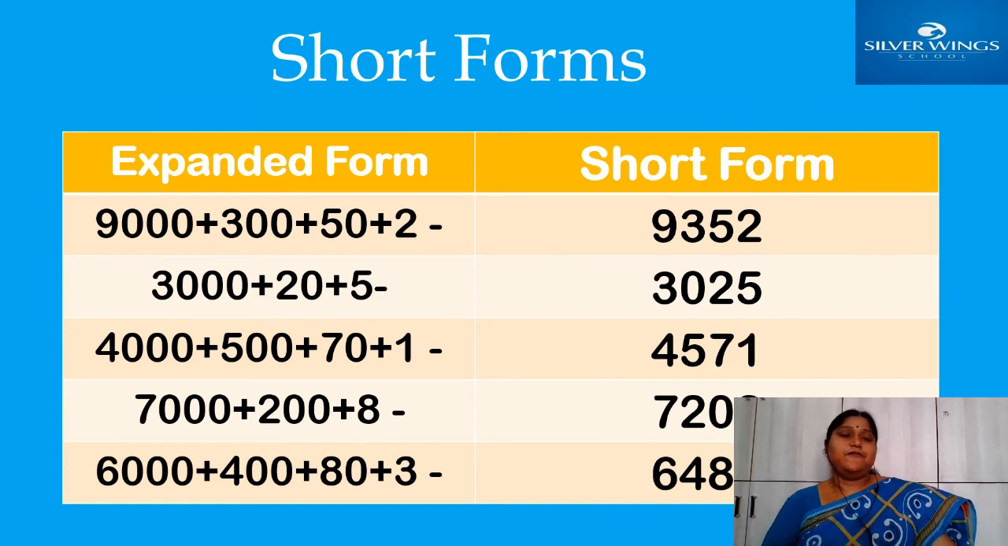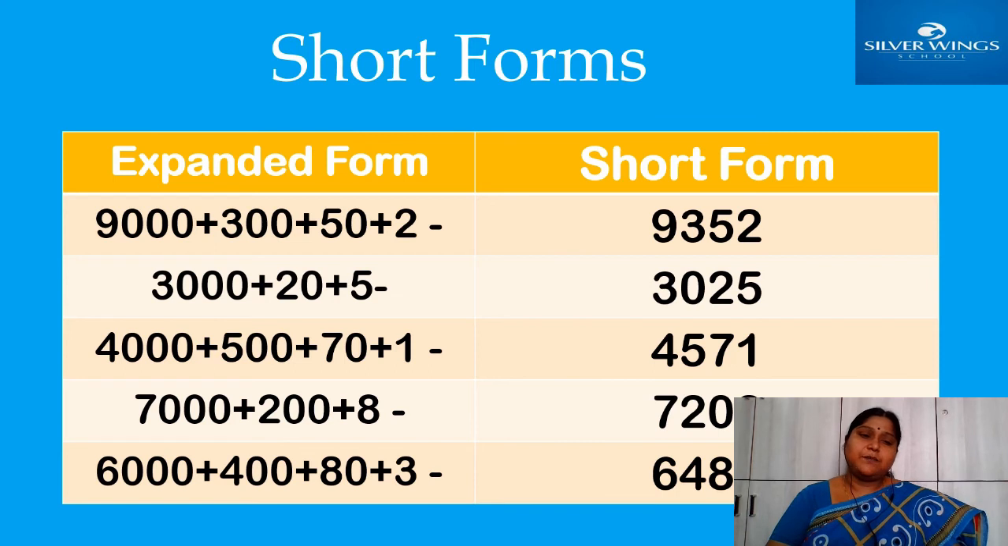Next. 4,000 plus 500 plus 70 plus 1. Here four places are there. Thousands place is there, hundreds place is there, tens place is there, and ones place is also there. Then you should write the digits. In the thousands place 4, hundreds place 5, tens place 7, and ones place 1. 4, 5, 7, 1. 4,571.